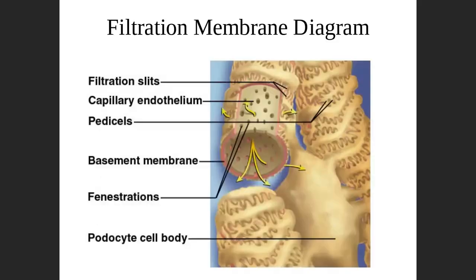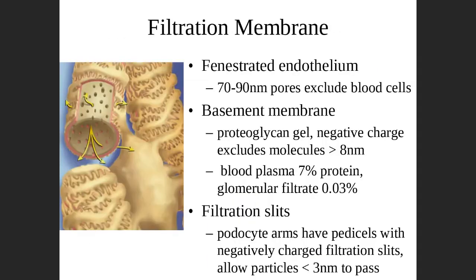Things like the filtration membrane, you're supposed to know. The filtration membrane has three layers: the fenestrated epithelial of the glomerulus, the basement membrane you see here, and then you have your podocyte, which is the visceral layer of the Bowman's capsule.